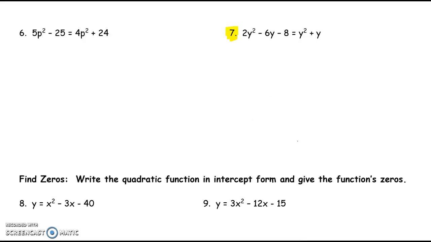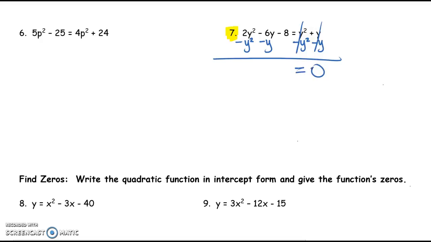Okay, number 7 is not written in standard form. Before you start solving, before you start factoring, you need to get it written in standard form. You need 0 on one side, you need standard form on the other side. And you want your, in this case, y squared term to be positive. So I'm going to subtract y squared from both sides. I'm also going to subtract y from both sides. That will give me equals 0 on the right side.